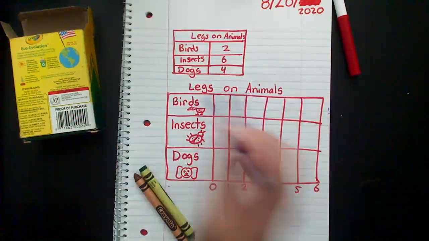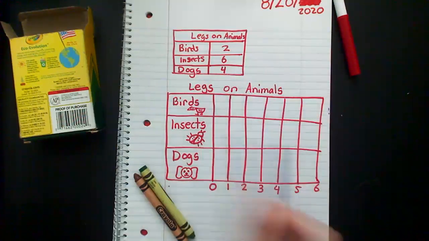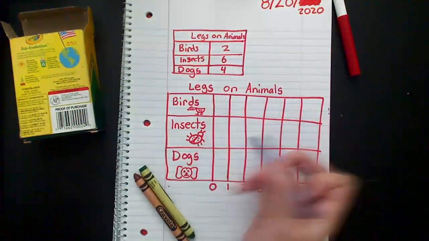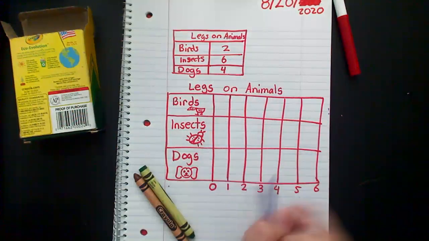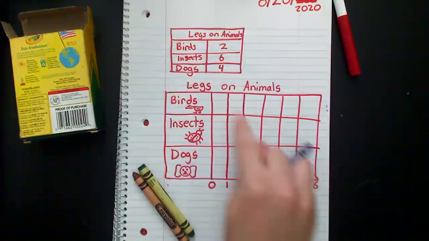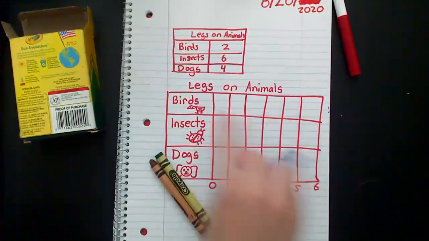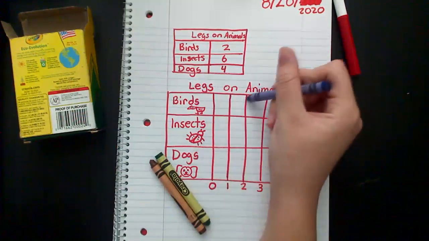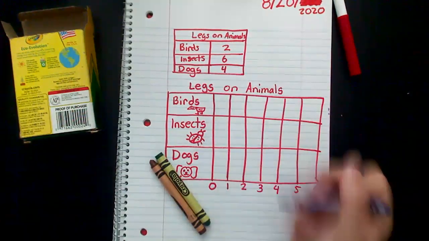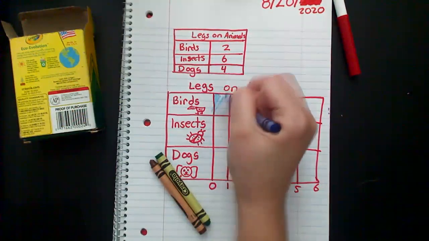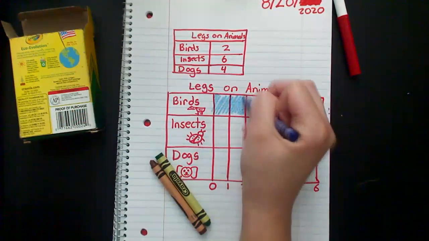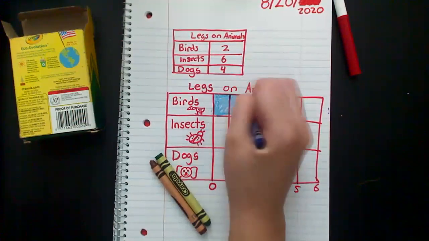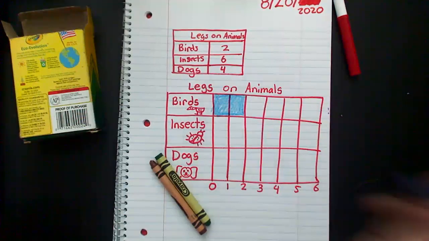Okay, birds. So now we're going to start filling in our table. So for birds, we see that they have 2 legs. So on our graph, we're going to color in up to the 2 here. So another nice thing is we have 1, 2, 3, 4, 5, 6, that we have boxes here. And so we can just color in boxes, and that will line up perfectly with our 2. So go ahead and color in our first part for birds. Okay.